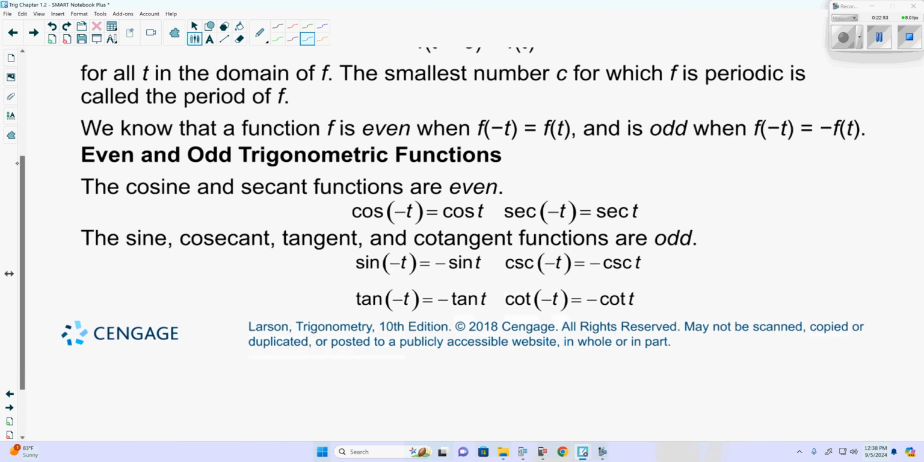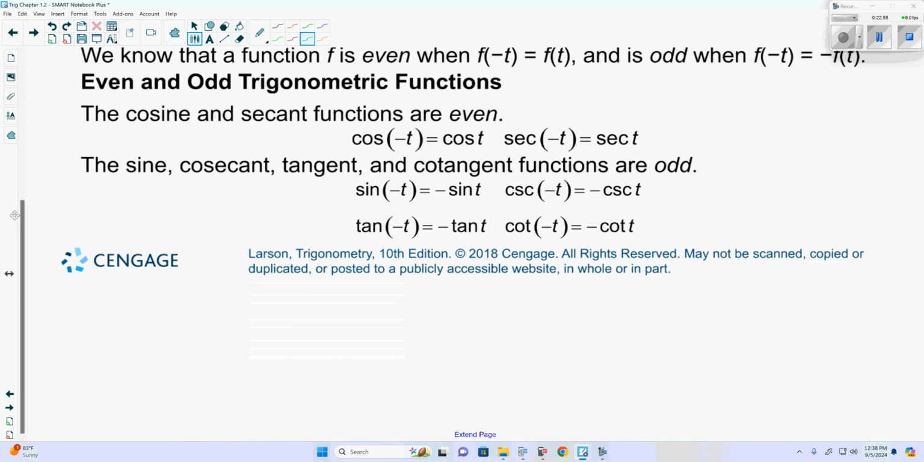Odd and even. The cosine and secant functions are even because cosine of a negative angle is equal to cosine of the positive version of that angle. So what we're saying is cosine of negative pi is the same as cosine of pi. They will give us the same value. Sine, cosecant, and tangent are odd. Sine of a negative angle is equal to the negative sine of that angle.